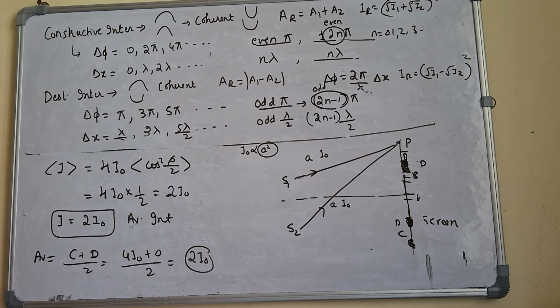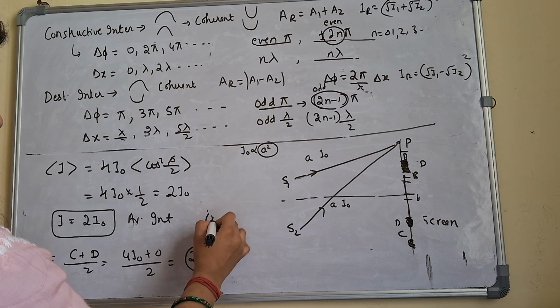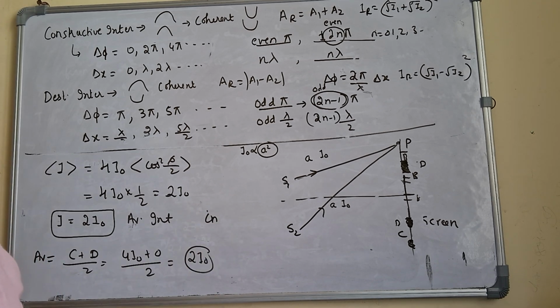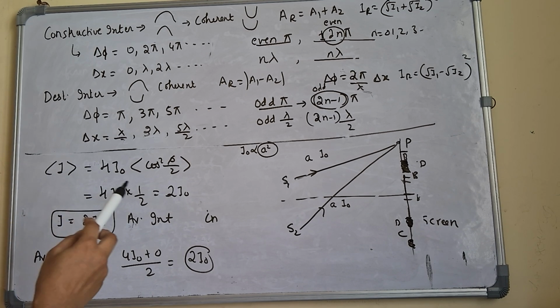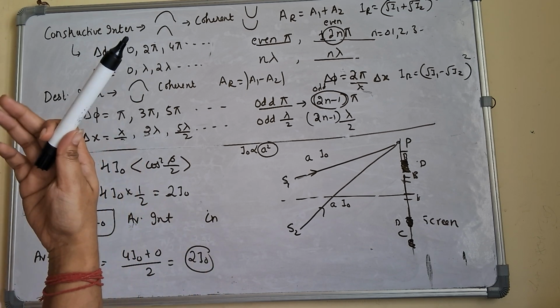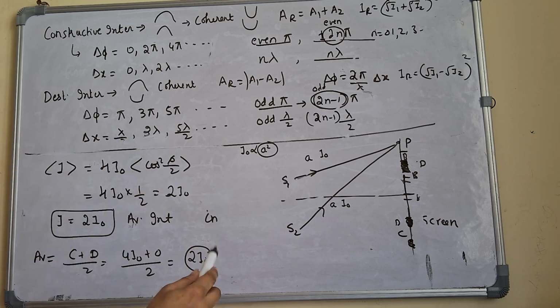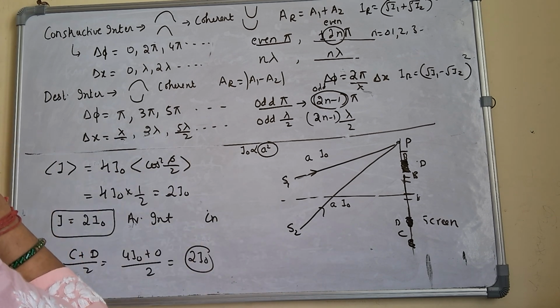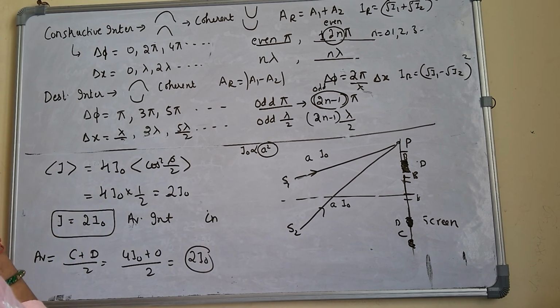This is the condition for incoherent addition of waves, where the intensities are just adding up. Whatever intensity you have, just add up. That's all. Just to be on the safe side, irrespective of constructive, destructive or intermediate, remember the formula: I R is equal to I1 plus I2 plus 2 root I1 I2 into cos phi. That will be the safest of all.